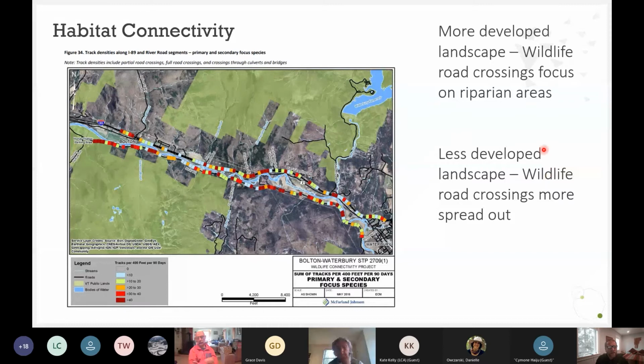And so this is a study from I-89 and Route 2 looking at where wildlife cross those roads. The darker squares have a higher concentration of tracks per unit of road. You can see some of these places where wildlife are crossing, and in the more developed landscape, those wildlife road crossings really focus on riparian areas. Again, this is a stretch between Bolton and Waterbury, one of the busiest stretches of I-89.